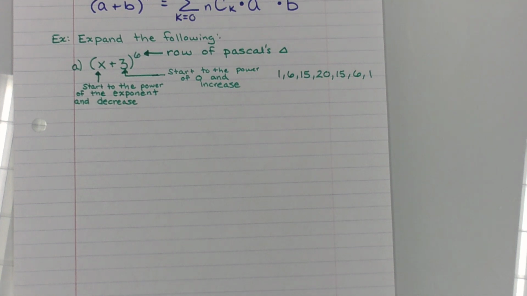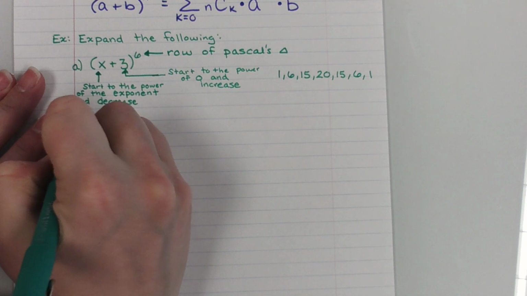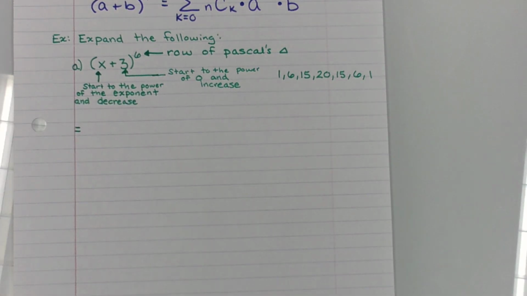So, now that we have those 3 things written out, the process that you're going to go through as you write out the terms is: you're going to grab a Pascal's number, work with the first term, work with the second term, add. Pascal's number, first term, second term, add. Pascal's number, first term, second term, add. That is the pattern that you go through.